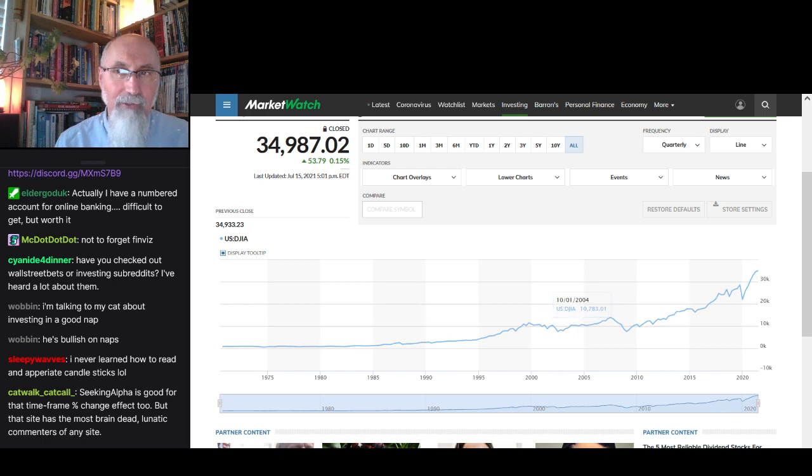So this chart goes back to the Dow, takes it back down to 1970. MarketWatch provides you more data. And you can do your own percent gain, but the Dow was trading at 838 in 1970, and right now it's sitting at 34,000, 35,000. You can just subtract and figure out what the percent gain is there.